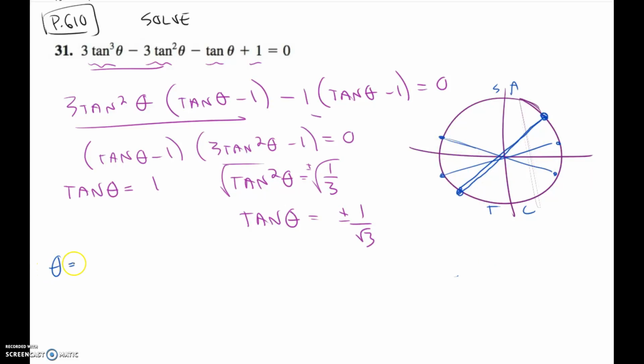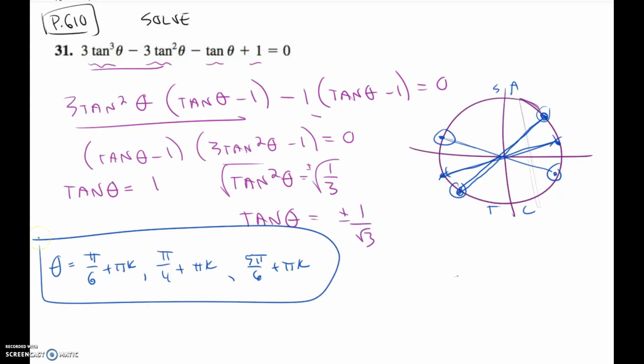So theta equals, let's get these two. That would be pi/6 plus pi k, which handles those two. And then 5 pi/6. Oh, I don't know why I skipped over pi/4. Let's do this one next. Pi/4 plus pi k handles those two. And then 5 pi/6 plus pi k handles those two. Okay, that's it.